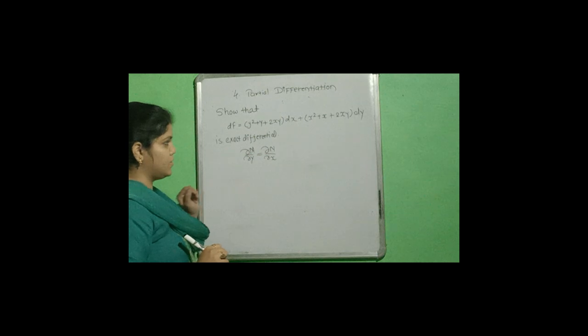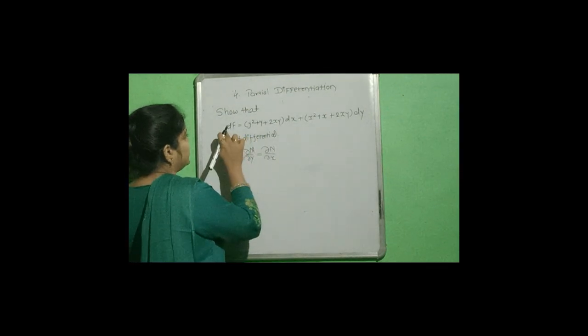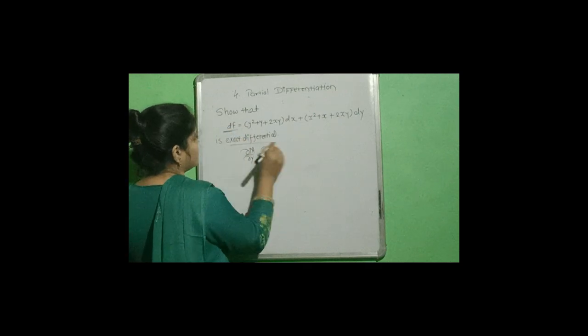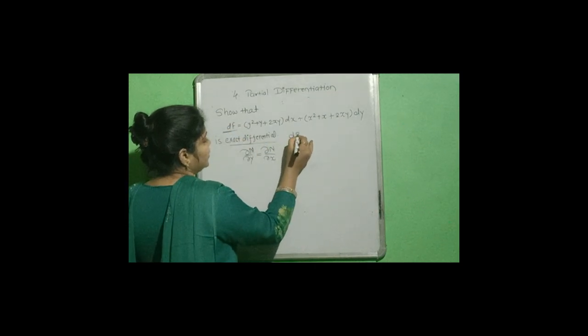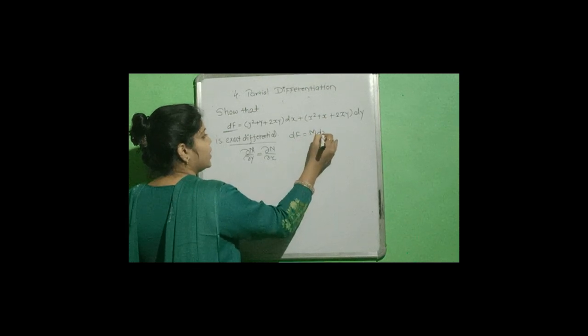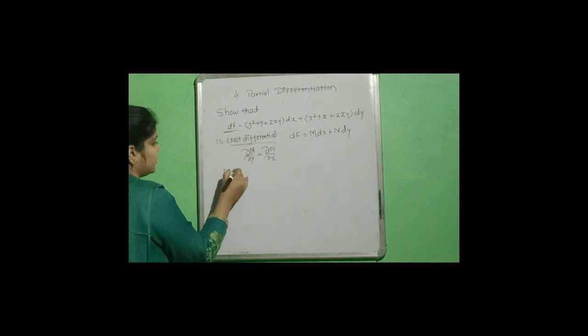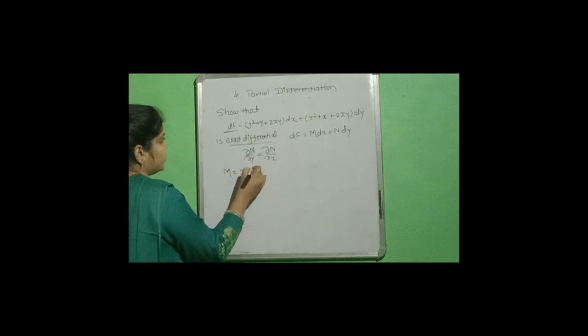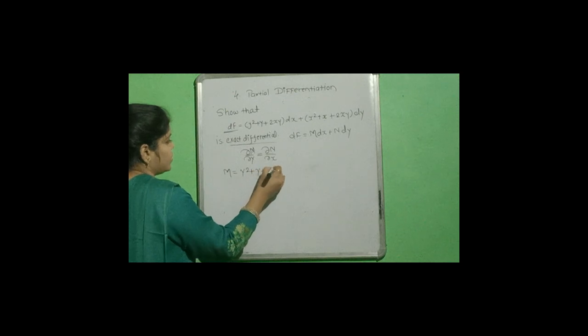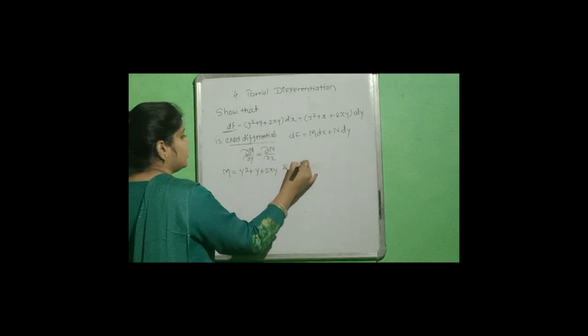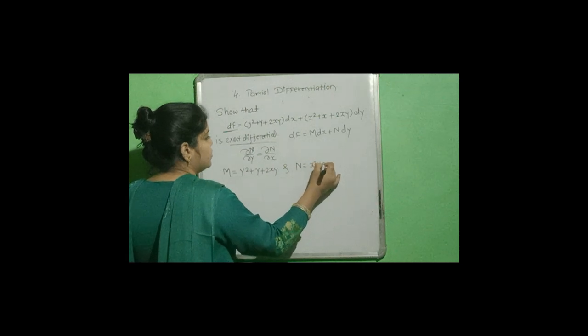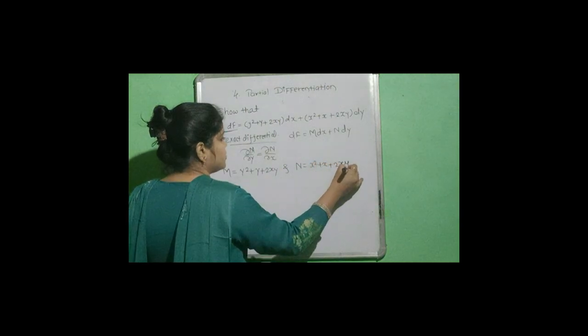If this condition is satisfied, then we can say that the above differential is an exact differential equation, and in that case we can find the f. So first we will compare this given equation with the exact differential equation form, that is df equals M dx plus N dy. So here, after comparing, M is y square plus y plus 2xy, and N will be x square plus x plus 2xy.